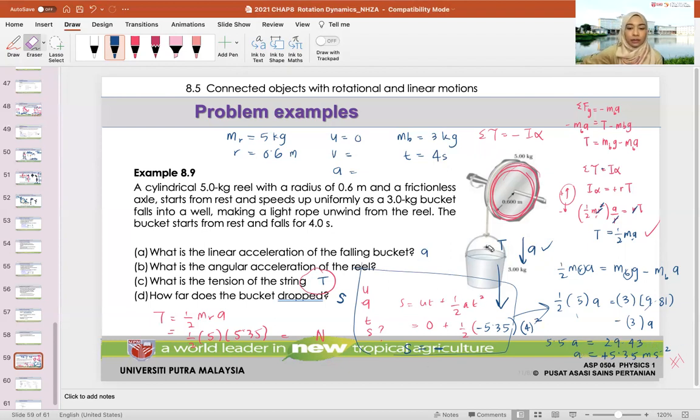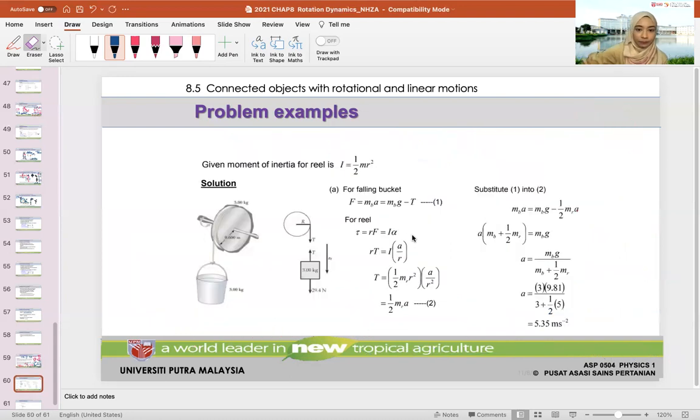Linear kinematic pula, take note of what are the information that you have. You have U, you have A, you solve from the first part. You know what is your T. So take note of the information that you have and then figure out what equation you can use with these parameters that you have. Okay. So here, Doktor, yes.